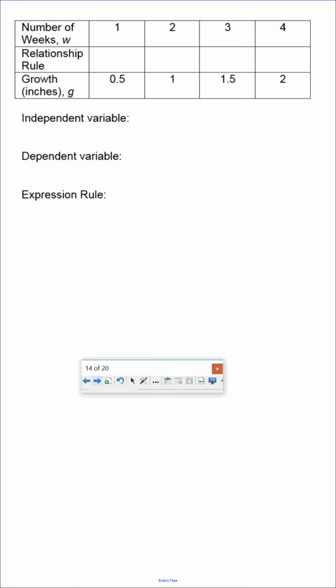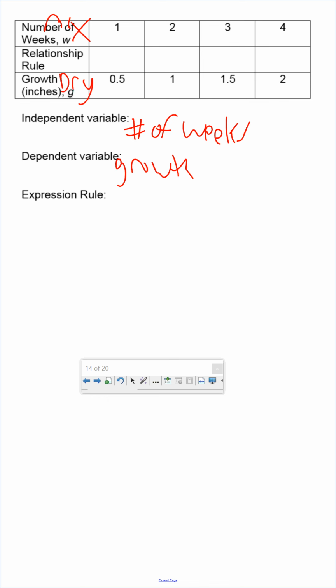Next one. Let's see. If this is the x-axis and this is the y-axis, the independent would be the number of weeks. The dependent would be the growth. So let's see, a 1 to a half, a 2 to a 1, a 3 to 1.5, a 4 to a 2. It could be divided by 2. So we're dividing the weeks by 2. That could be one of them.